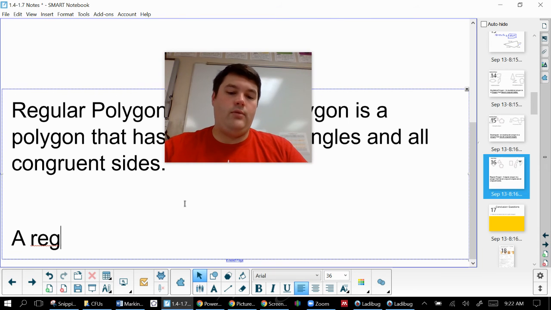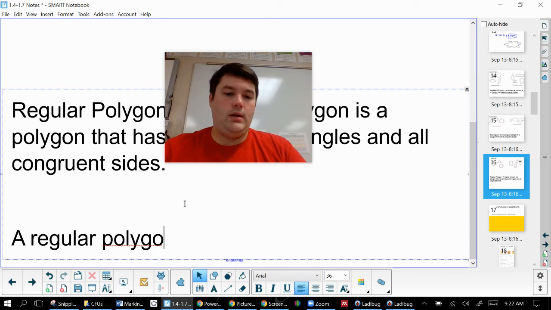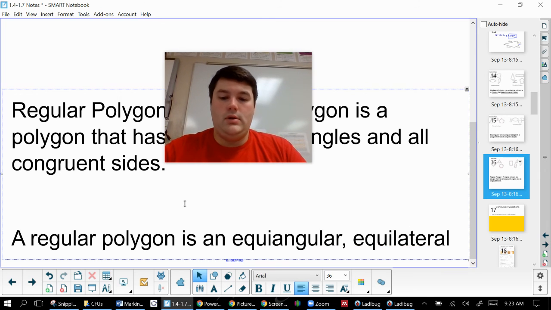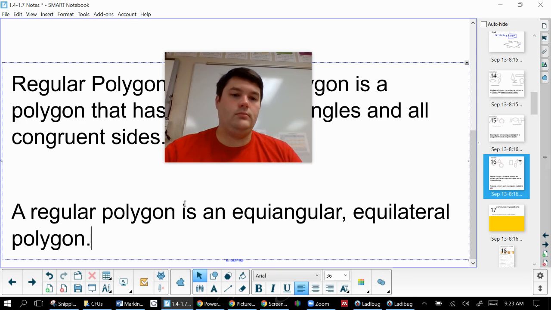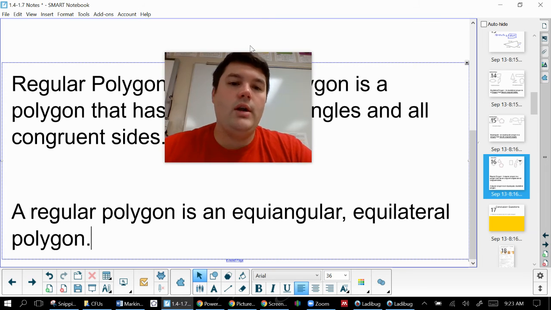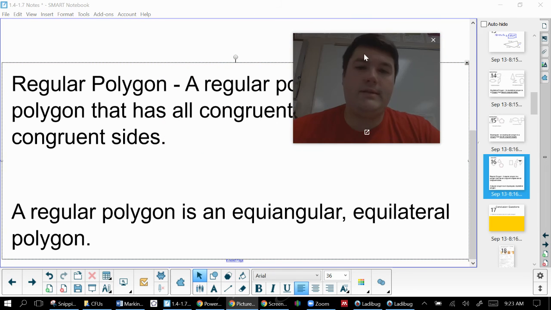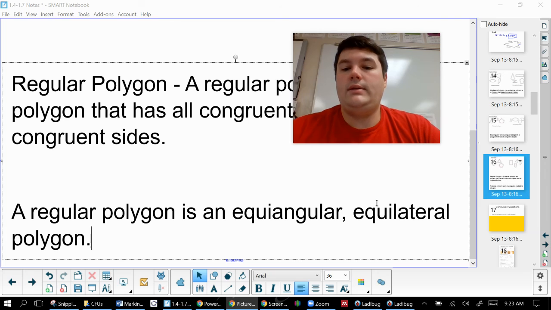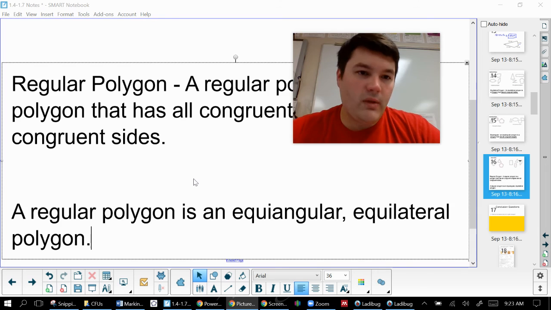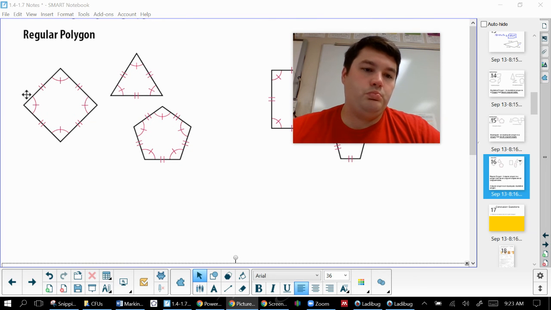Another option would be to say a regular polygon is an equiangular equilateral polygon. So what we can do is we can actually use the terms that we just defined to make this definition shorter. So by saying that this is equiangular, that's the same thing as saying it has all equal angles. Saying it's equilateral means that it has all equal sides, and it is also a polygon. And so you've got things like squares. 4 equal sides, 4 equal angles, that's a square.